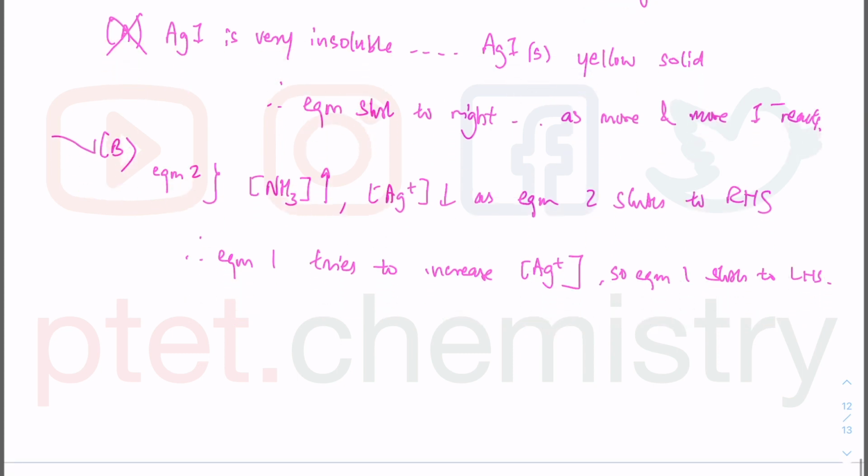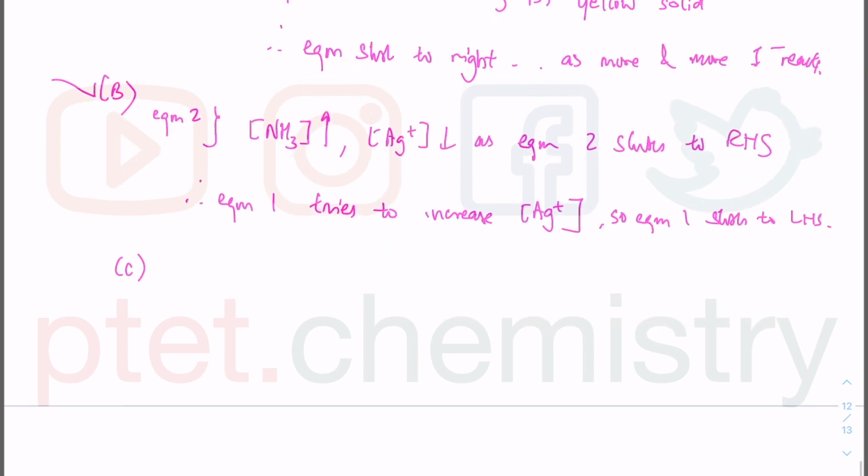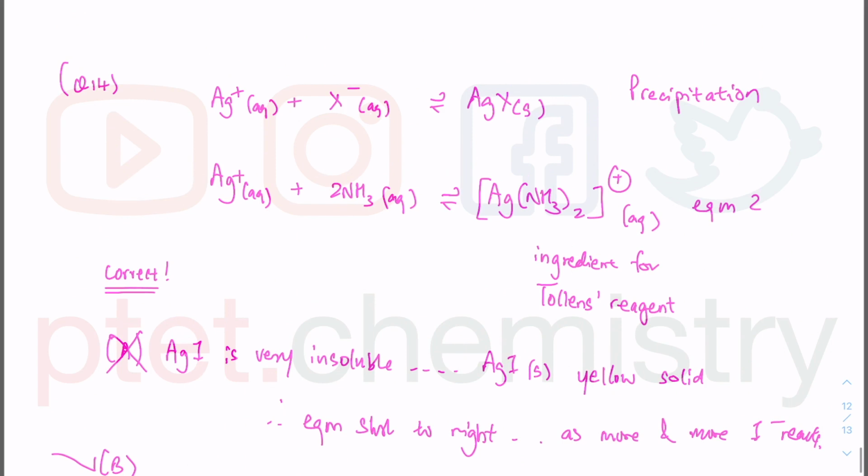Let me see if I can very quickly explain why C and D are incorrect. It says Kc for equilibrium 2 is larger. Equilibrium 2 is about forming this complex, whether it's soluble or not. We know that AgI is definitely insoluble, which means AgI doesn't dissolve in excess NH3 to give you this at all, because it doesn't favor that way. AgI definitely favors this way, AgCl favors this way. So when X- equals Cl-, Kc for equilibrium 2 is larger.